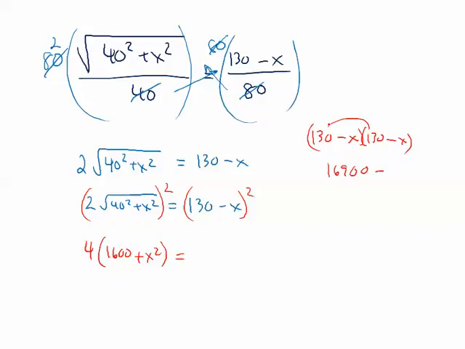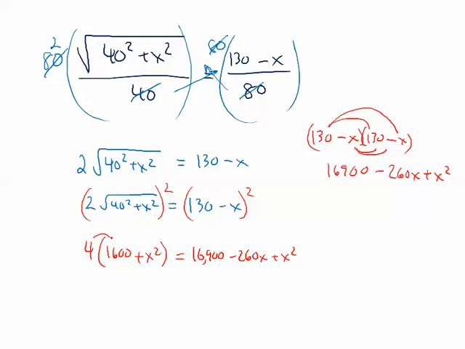Subtract, and again, this is going to be a negative 130x, another negative 130x. So how about a negative 260x? Would that work? And then the negative x times the negative x is a positive x squared. So 16,900 minus 260x plus x squared.